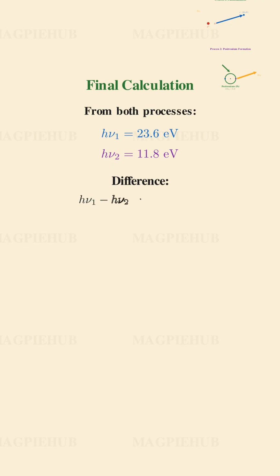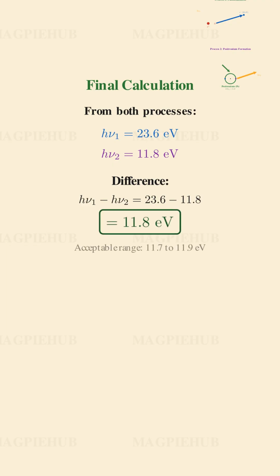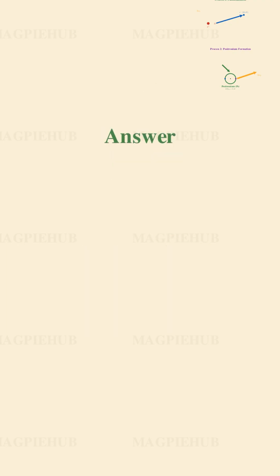Now we find the difference. From process 1, Nu1 is 23.6 eV. From process 2, Nu2 is 11.8 eV. Therefore, Nu1 minus Nu2 equals 23.6 minus 11.8, which gives us 11.8 electron volts. The acceptable answer range is 11.7 to 11.9 eV. The correct answer is 11.8 electron volts.